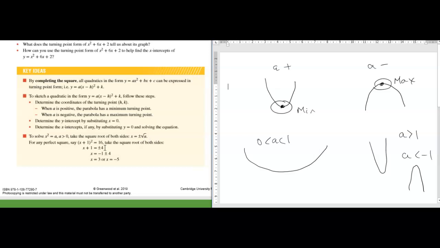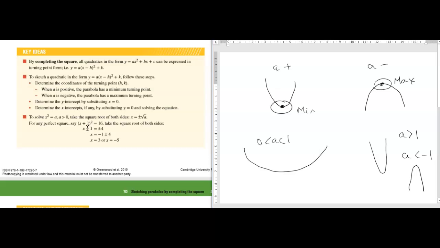Here's an example. If we've got (x + 1)² = 16, to get x + 1 by itself, or to get rid of that squared sign, we take the square root of both sides. And when you take the square root of a number, you get both a positive and a negative answer. The square root of 16 is positive 4 because 4 times 4 is 16, but it's also negative 4 because negative 4 times negative 4 equals 16. And that's why we will often see 2 x-intercepts.